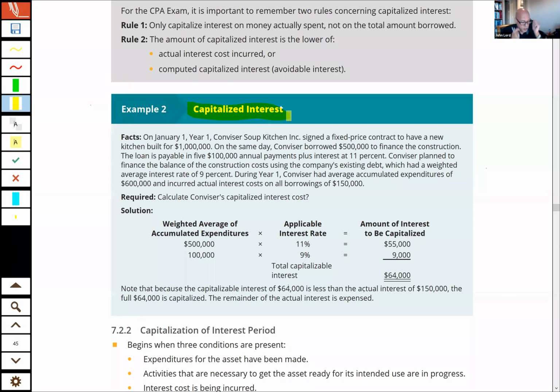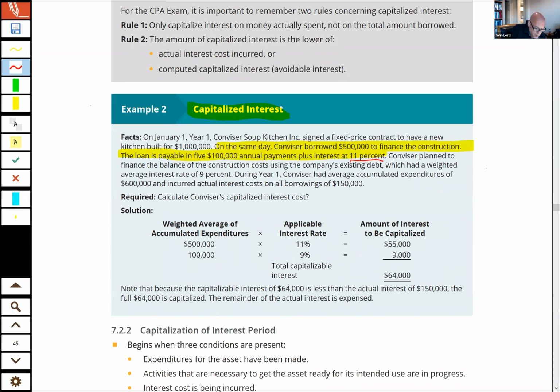So on July 1st, Convisor Kitchen Inc. signed a fixed price contract to have a new kitchen built for $1 million. On the same day, they borrowed $500,000 to finance construction. The loan is payable in $100,000 payments plus interest, 11%. Do I need the interest rate on the specific borrowing?